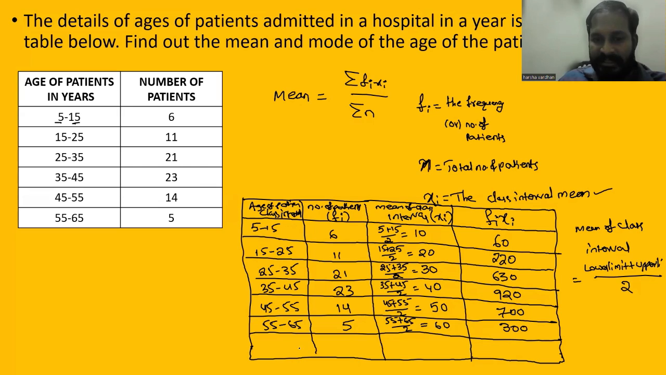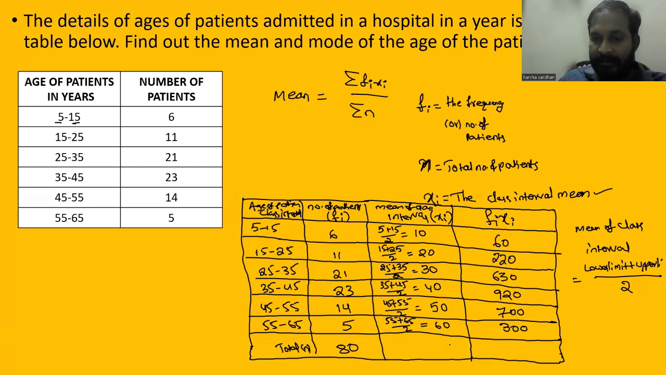Next is the total. Total is nothing but n. What will you get? 6 plus 11, it is 17. 17 plus 21, 38. 38 plus 23, 61. 61 plus 14, 75. 75 plus 5, 80. So n is 80 here.